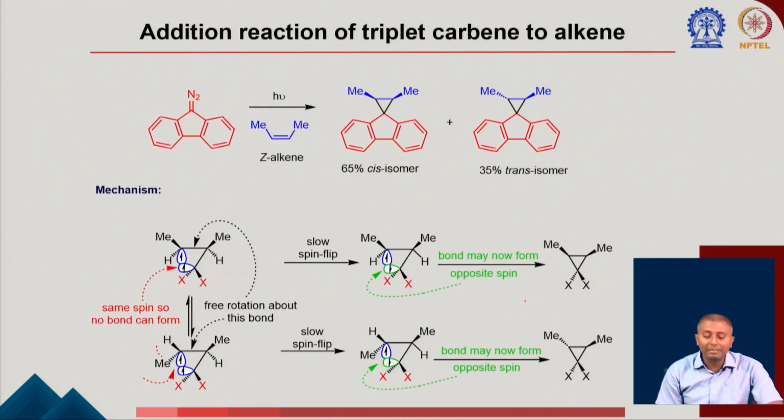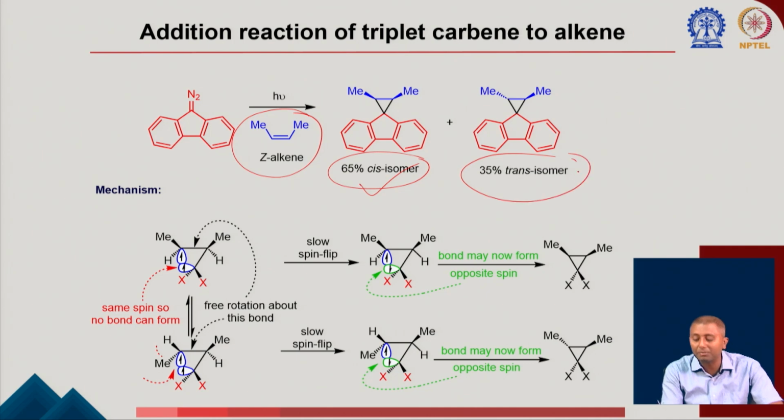Now we will try to understand what is happening in the case of triplet carbene. Here is an example of a triplet carbene which is formed from this fluorenyl diazo compound. Now, once it reacts with the Z alkene, instead of forming the corresponding cis isomer as an exclusive product, it gives 65% of the cis isomer and 35% of the trans isomer. So now we will try to understand what is happening in the reaction mechanism.